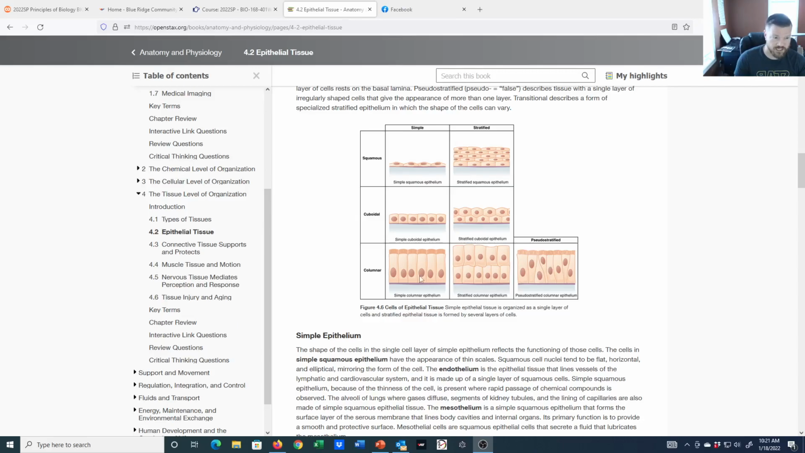Usually an easy way, and I don't like what they've shown you here, but usually an easy way to tell if you're looking at pseudostratified epithelial tissue is you will tend to find cilia on the top, because a lot of times these are in the respiratory system.